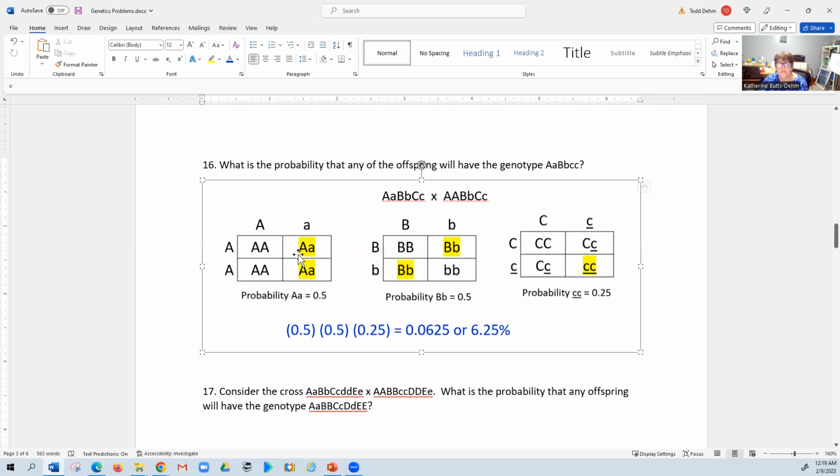Oh, you know what? Something's wrong here. Something is definitely wrong here because guess what? This should be a little a. So I'm going to pause my recording and fix it. If I can find my recording. I'll be right back.